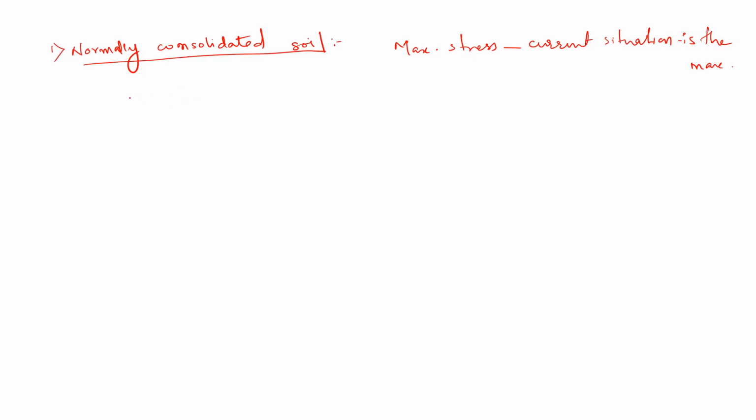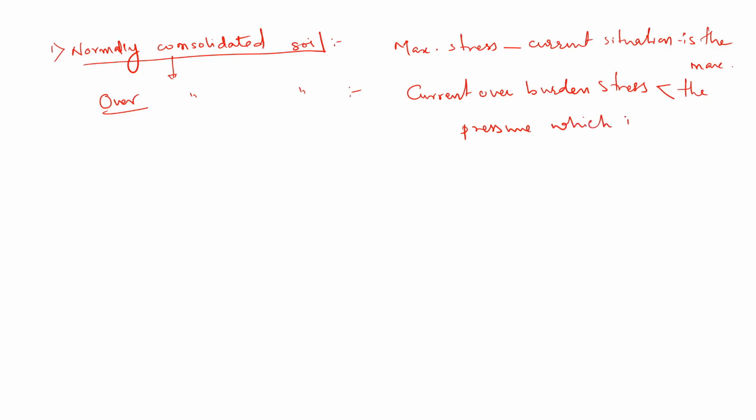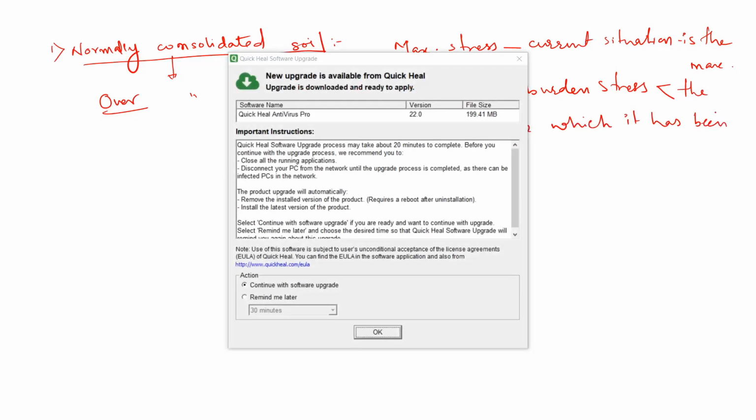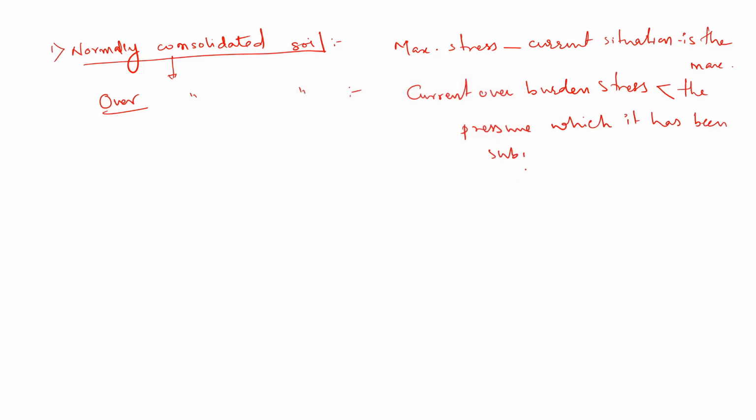Now we will also know what is over consolidated soil. The theory of over consolidated soil is also connected to the normally consolidated soil. Here the current overburden stress or pressure is less than the pressure which it has been subjected to in the past.